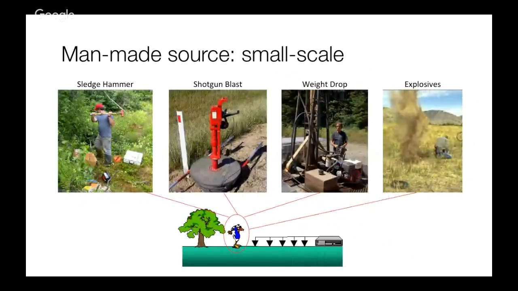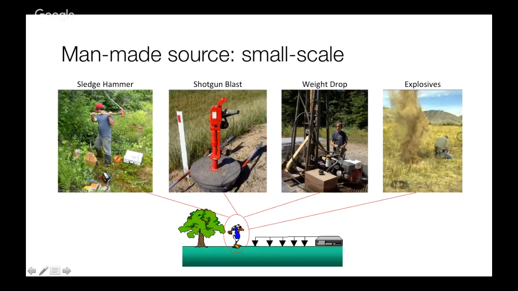Here are some small scale sources for use on land. They can be as simple as a sledgehammer that's attached to a timing device that will tell your system exactly when the hammer hit the metal plate that you're bringing it down onto. They make these guys here, where you put a shotgun shell in, and it takes the blast from the shotgun shell and transfers that energy down into the ground. They get a little bigger, like this guy here, which is a weight drop. So basically it's a little tower that has a pneumatic or a hydraulic cylinder in it.